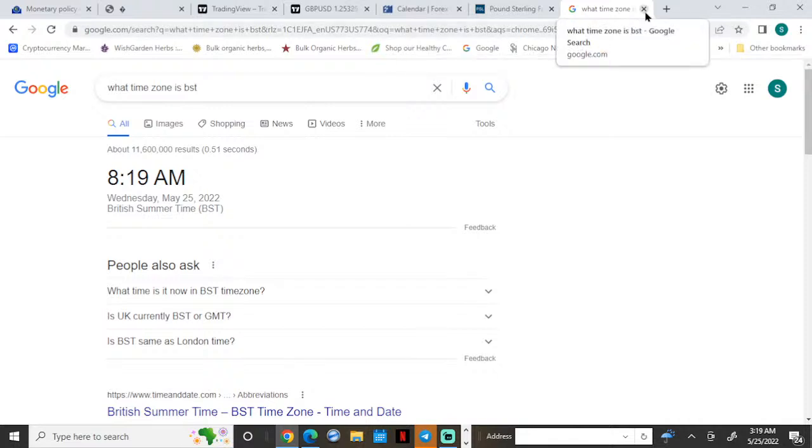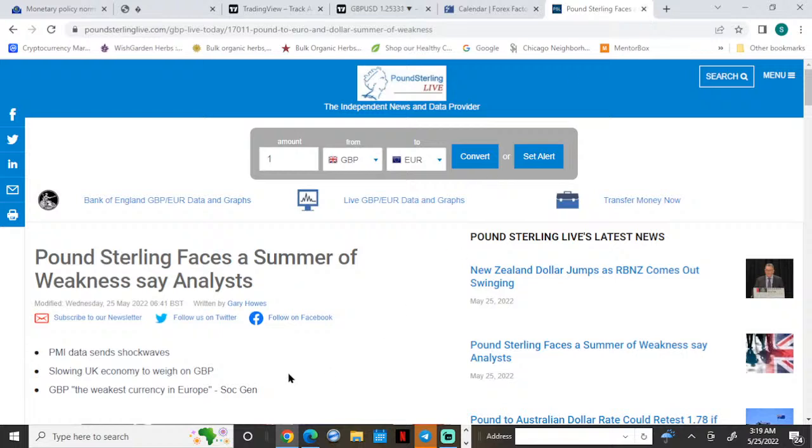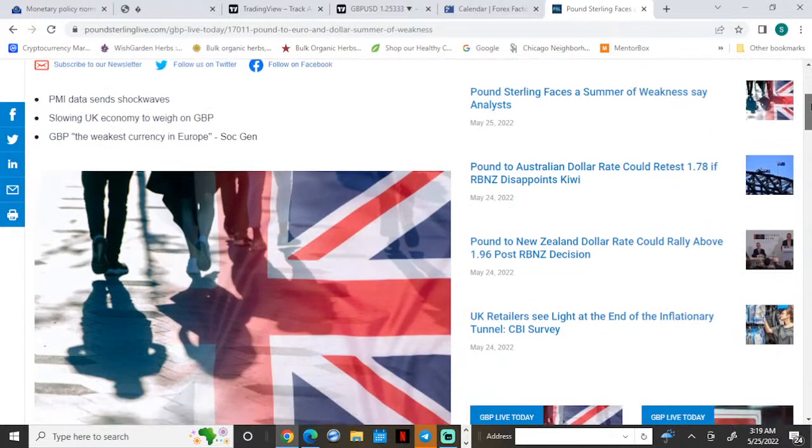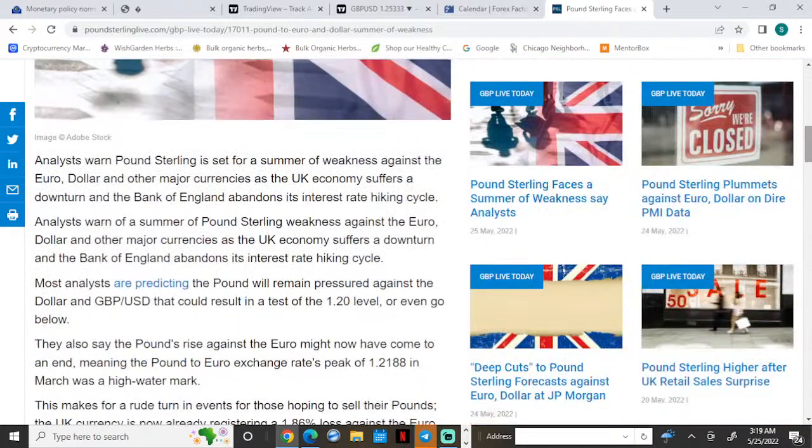Okay. Well, thank you for this article, Gary House. And let's see what we're talking about. Analysts warn pound sterling is set for a summer of weakness against the euro, dollar, and other major currencies as the UK economy suffers a downturn and the Bank of England abandons its interest rate hiking cycle.